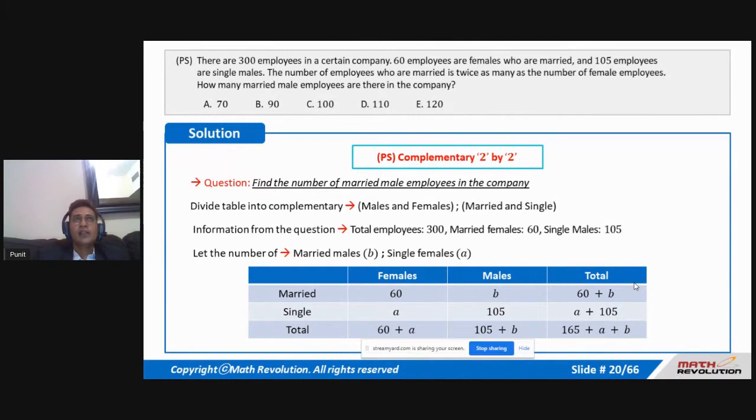So I have married females as 60. I have single females as A. So my total females happen to be 60 plus A. I have married males as B, and I have single males as 105. So my total males become 105 plus B. Total married happens to be 60 plus B, which includes females and males both. Total singles are A plus 105, which is all the single people in the company, and the overall total becomes 165 plus A plus B.